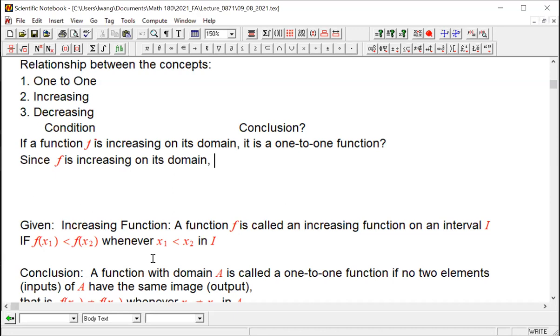That means whenever x sub 1 is not equal to x sub 2. You see, I did not use x sub 1 less than x sub 2. Why? Because I want to be fitting to the one-to-one function, but I also want to use the increasing function definition. So I'll show you how I put the wording. Whenever x1 is not equal to x2, we can assume, why could I assume? Because if x1 and x2 are not the same, I can assume one is less than the other. So assume x sub 1 is less than x sub 2.